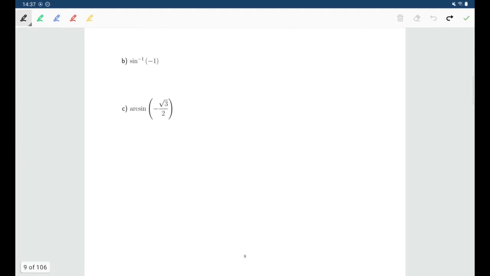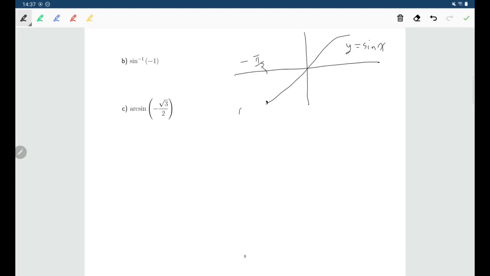Sine inverse of negative 1, this again, we just have to ask ourselves, what angle are we at if sine has a value of negative 1? And if you're remembering your graph of your sine function, you know that sine has a value of negative 1 when x is negative pi over 2. And since we know that sine of negative pi over 2 is negative 1, then what's the angle that gives us a value of negative 1? The angle is negative pi over 2. So sine inverse of negative 1 is negative pi over 2.